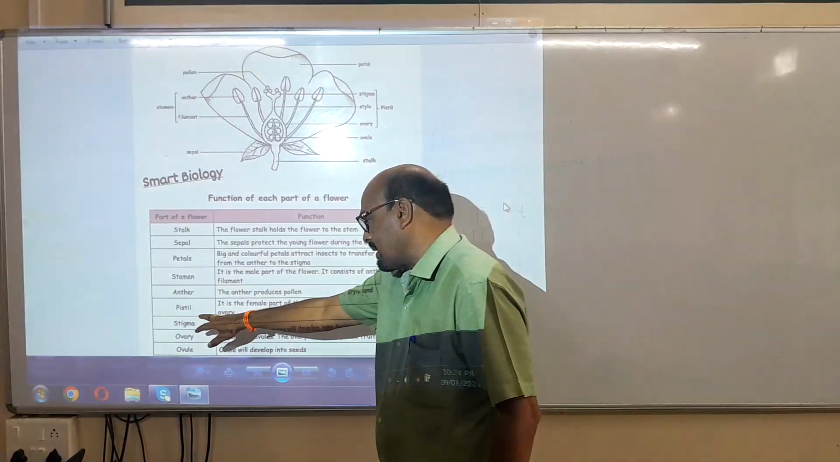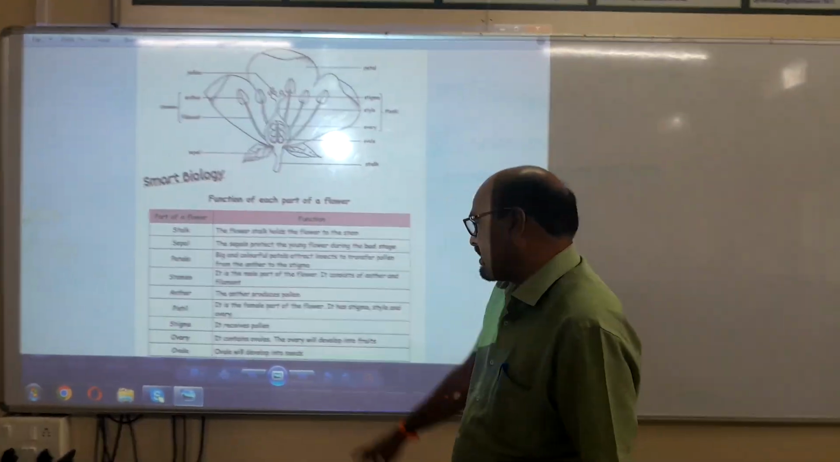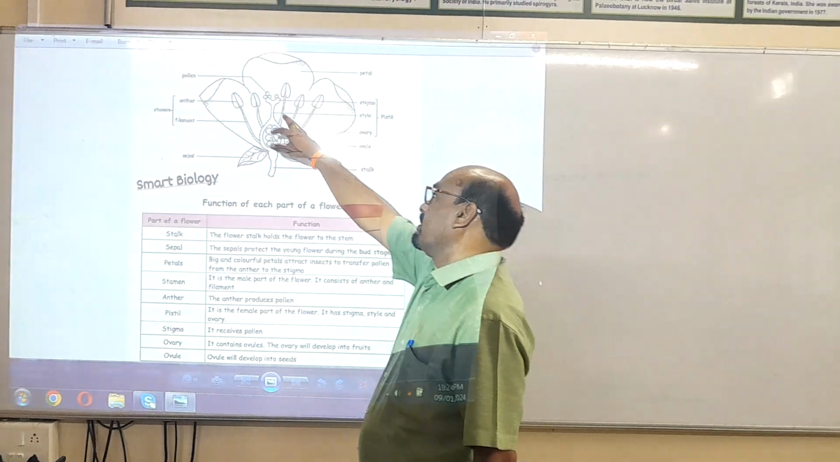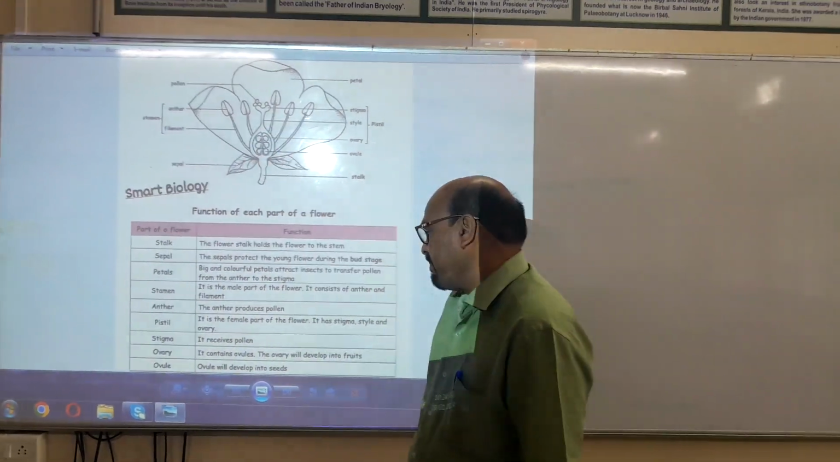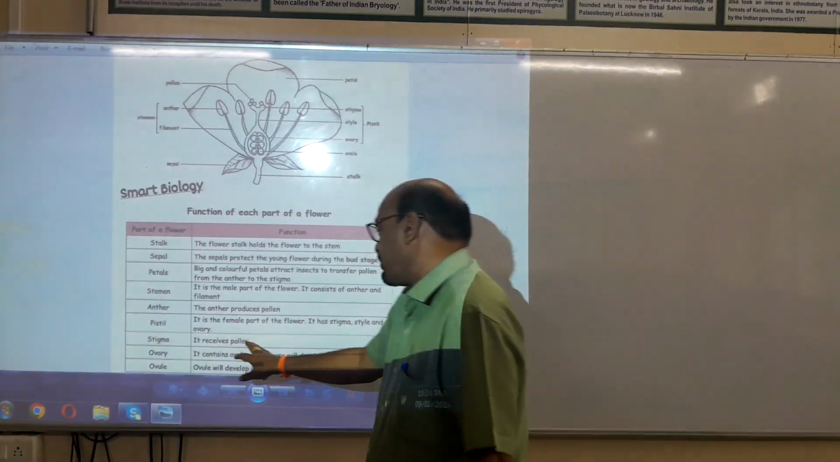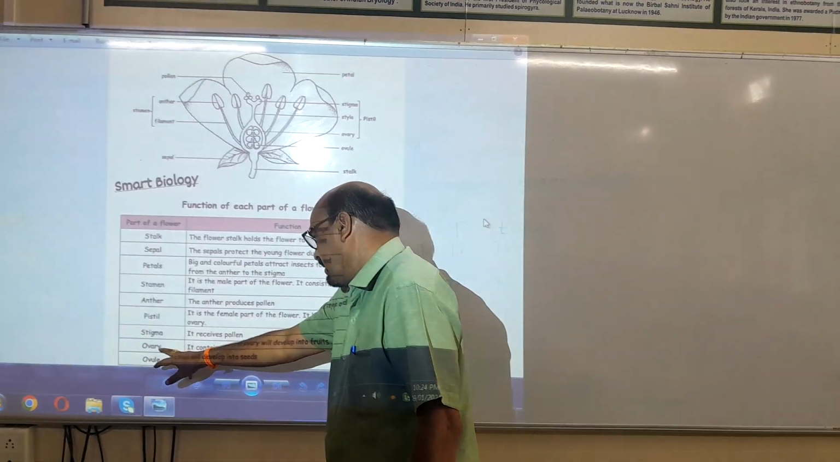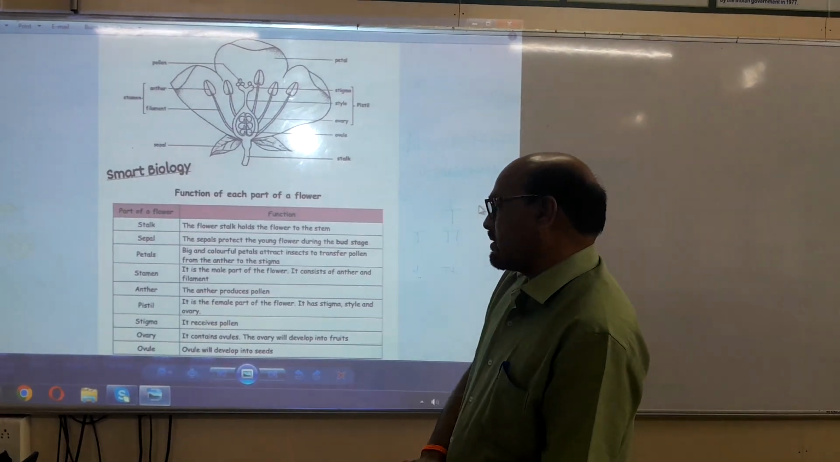Then the female part of the flower is the pistil. It is the female part. It has stigma, style and ovary. The stigma receives the pollen grains from the anther. Then the ovary, which in immature condition is called the ovary.